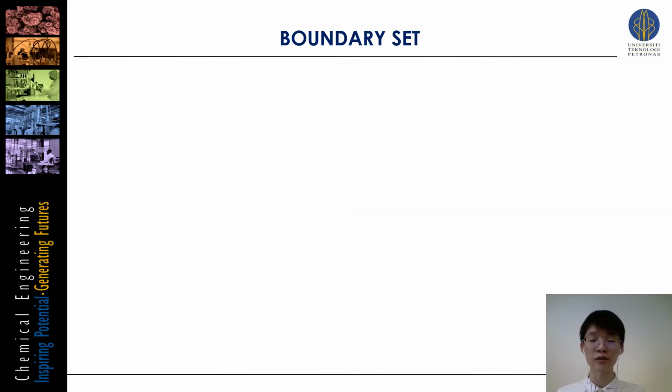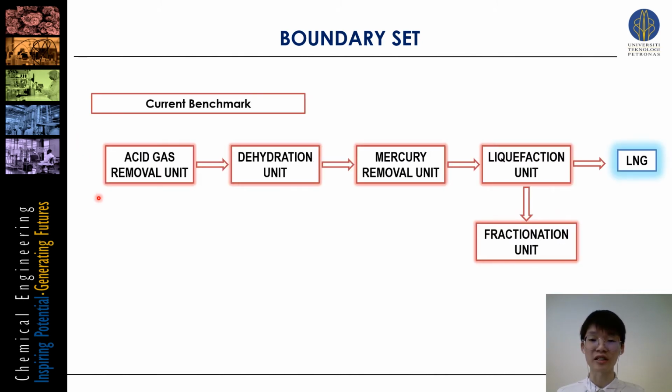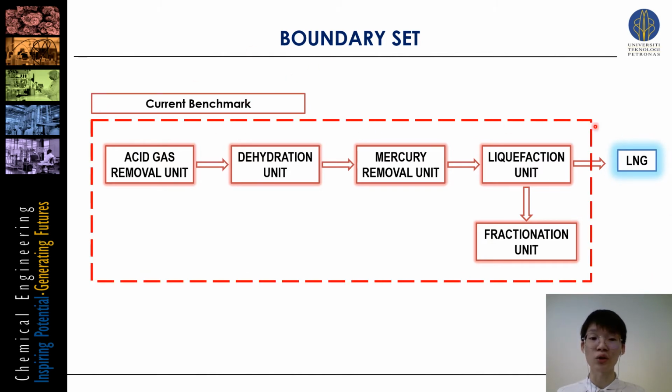Right now, let us look into how an LNG plant actually looks like. So basically, these are the flow of an LNG plant. We have AGRU, dehydration unit, mercury removal unit, liquefaction, and we produce our LNG. So for the current benchmark, the boundary set is actually at all of this region. It means that it's from the beginning till the end. But is it valid because we are just looking at AGRU? My answer would be no.